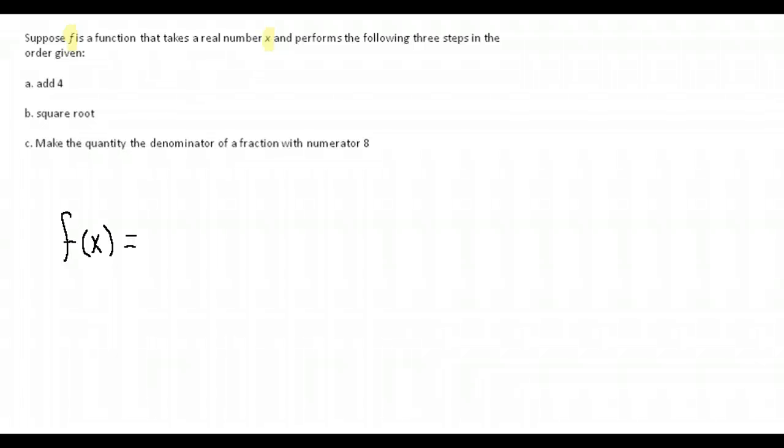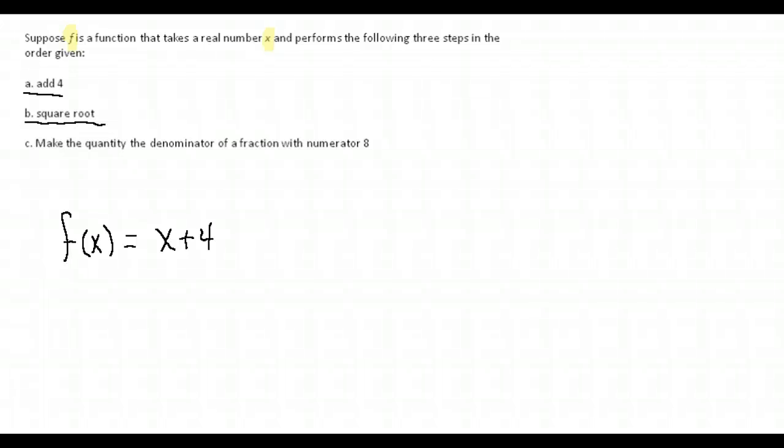Okay, and this is a little different. This is normally when you see an equation that you would graph. This is normally where you would see the y, because y is usually the dependent variable. Okay, so f of x equals, well, the first step they want us to add 4. So we take our x and we add 4.